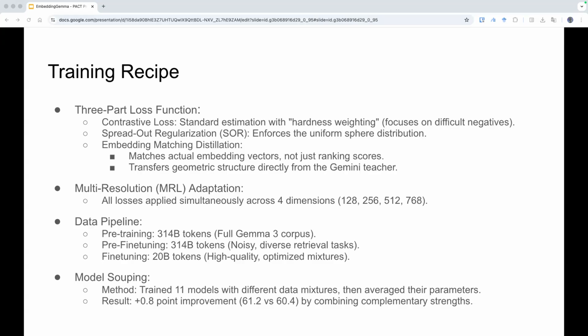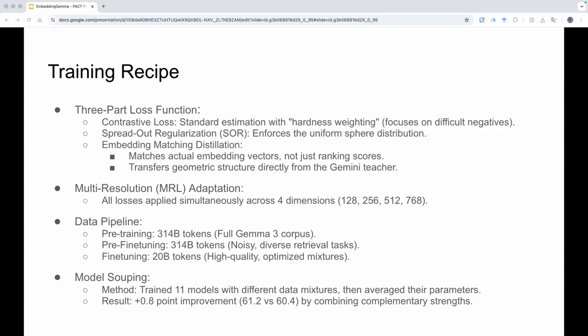Basically, the data pipeline is the entire Gemma 3 corpus. I don't believe they went in depth into the data part, as I believe it's the secret part. But pre-training is 300 billion tokens, fine-tuning is 20 billion tokens, and model souping. Do you know what model souping is? Anybody here?